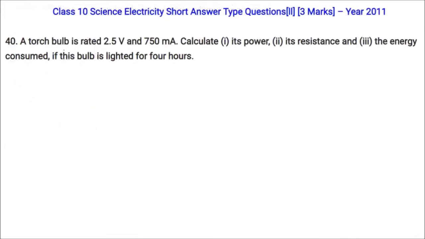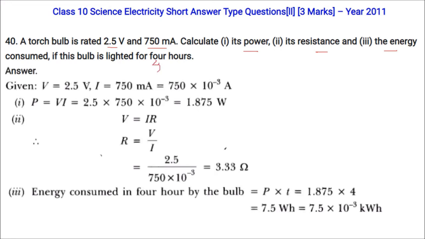A torch bulb is rated 2.5 volt and 750 milliampere. We have to calculate the power, resistance and the energy consumed if this bulb is lighted for 4 hours. Time is also given. So V is given, I is given, and milliampere we convert into 10 to the power minus 3, so ampere. Now we first know that power equal to VI. V is known, I is known. So we multiply them, you get the power.